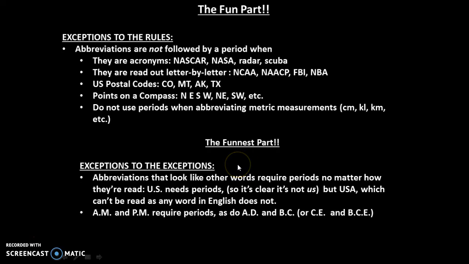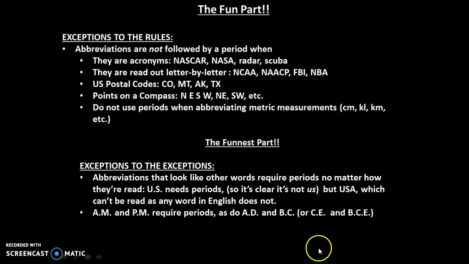One of them is if the abbreviation looks like another word in English, then it requires periods no matter how it is read. So even though seeing capital U, capital S will normally inspire an American English speaker to say U.S., as in the United States, it needs periods when written to make certain that the reader knows you are not writing the pronoun us. But USA, which can't be read as any word in English, does not need periods.